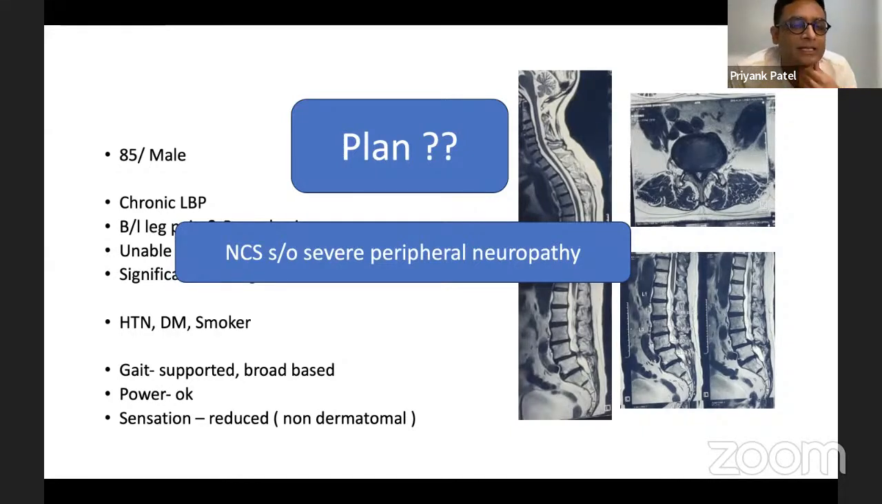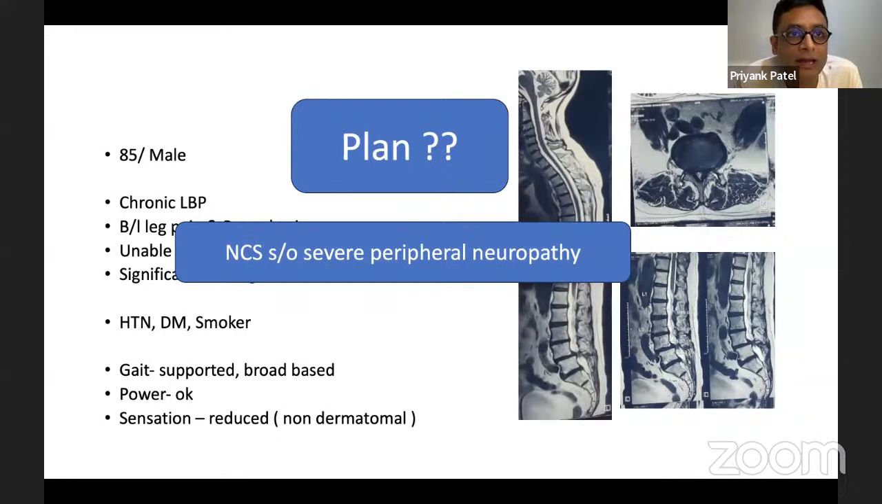In any of the cases, EMG, NCV, SSEP, all the neurophysiological tests are basically more for documentation purposes. They are more for prognosticating the results of your surgery. And in certain situations, they will make you look deeper. So, for example, in this case, the nerve conduction study is telling you that there is severe peripheral neuropathy.